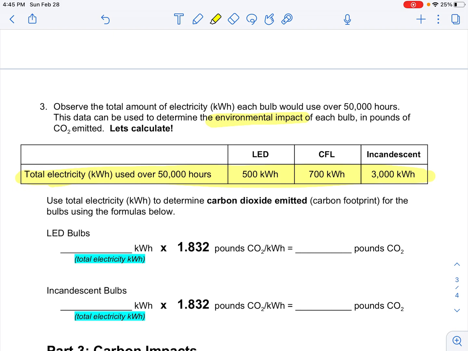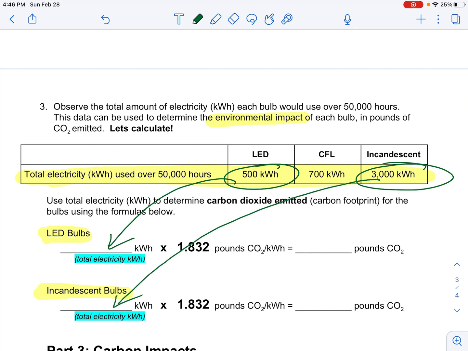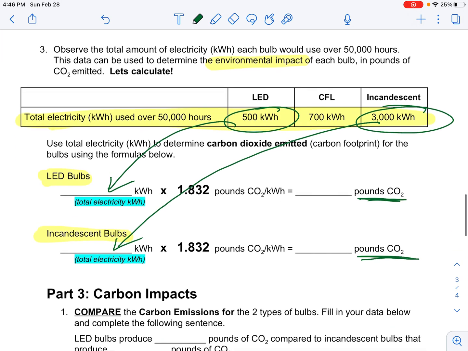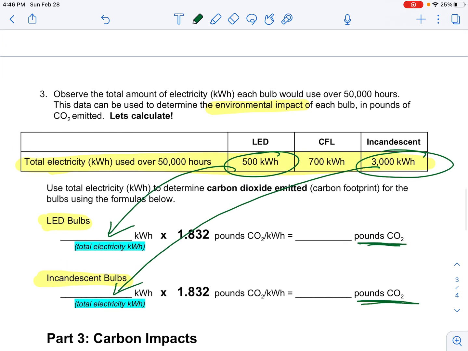So let's go. Here we take our number, so we're doing LED versus incandescent. We're just going to take the numbers straight from our table: LED kilowatt hours and incandescent kilowatt hours. When you put that number in, you should be able to calculate the amount of pounds of CO2 that's emitted by these light bulbs. And we'll just make some comparisons and move on. All right.